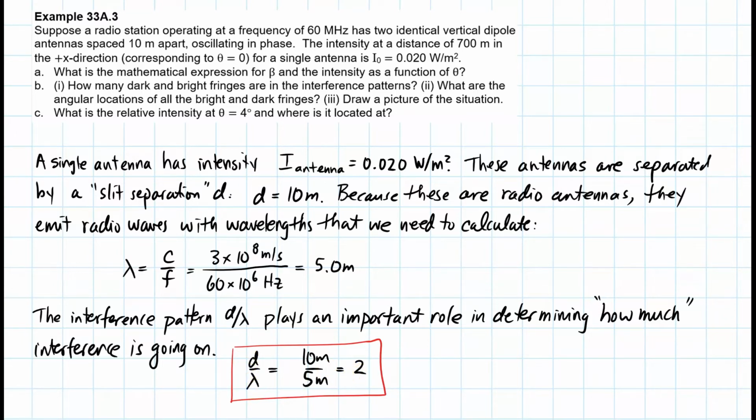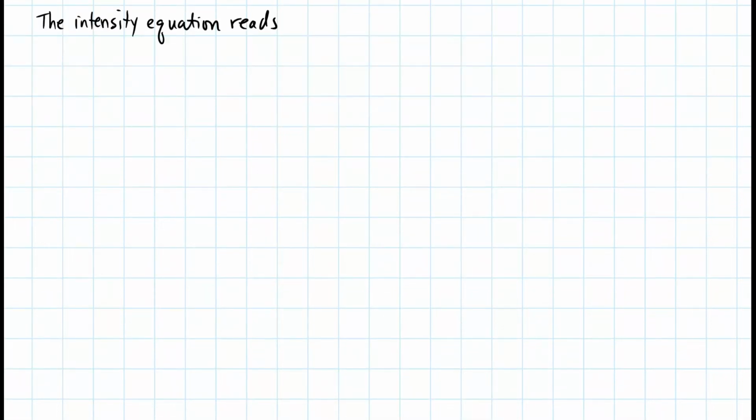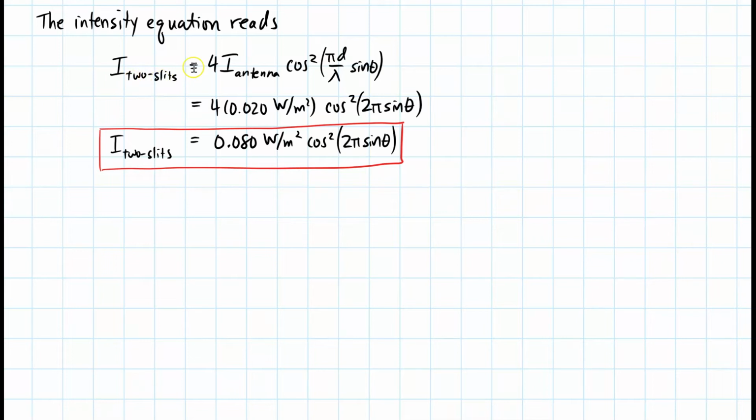Now let's put this into the interference equation. The intensity equation reads as follows. My intensity for the two slits is 4 times the intensity of the antenna times cosine squared of beta, but beta is pi d over lambda sine of theta. Putting in my value for the antenna, putting in my value for d over lambda, I end up with 0.08 watts per meter squared cosine squared of 2 pi sine theta.